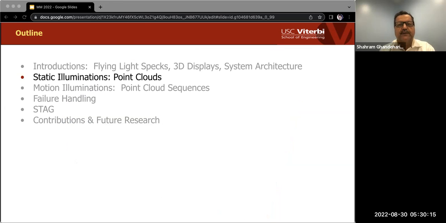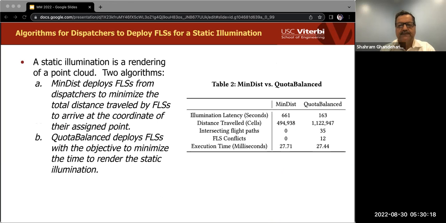Let's use this architecture to render static illuminations. The paper presents two algorithms, min-dist and quota balanced, to dispatch FLSs for static illuminations. The algorithms are a trade-off between distance traveled by FLSs versus the time to render the illumination. In this example, quota balanced renders an illumination significantly faster. However, it also causes FLSs to travel a significantly longer distance to render the illumination.